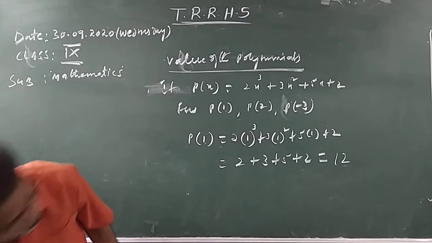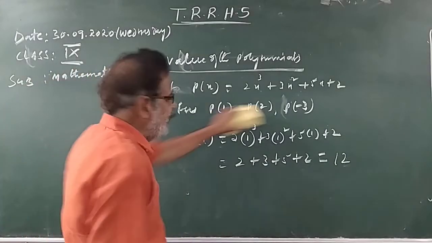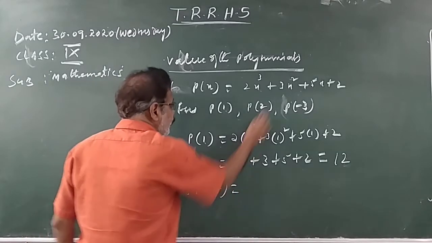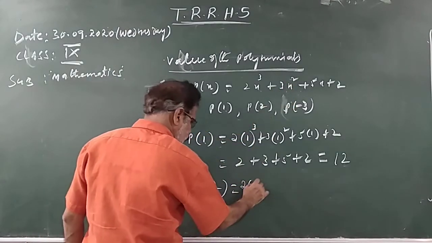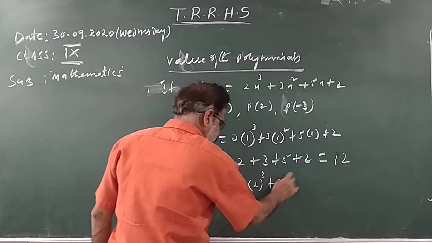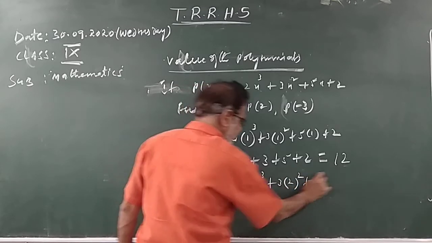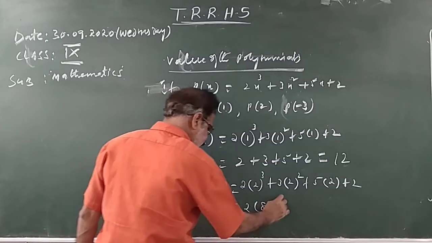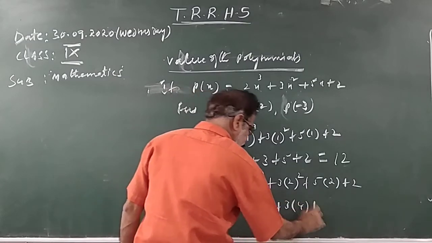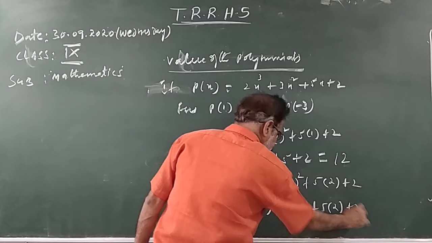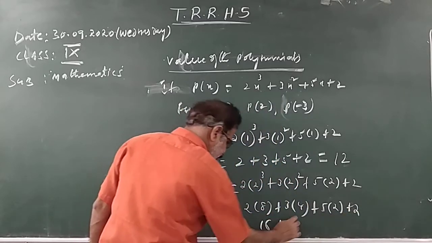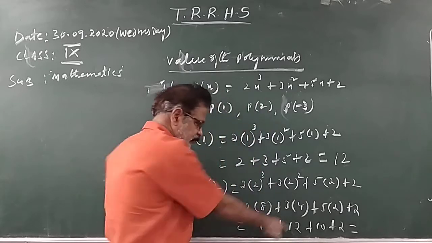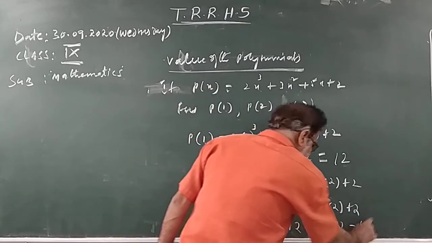Value of the polynomial. Similarly, find out p of 2. X replaced by 2. Put x is equal to 2 into 2 cube plus 3 into 2 square plus 5 into 2 plus 2. So 2 cube is 8, 3 into 2 square is 4, plus 5 into 2 plus 2. So 2 eights are 16, 3 fours are 12, 5 twos are 10 plus 2. That is equal to 16 plus 12, 28, 38, 40.